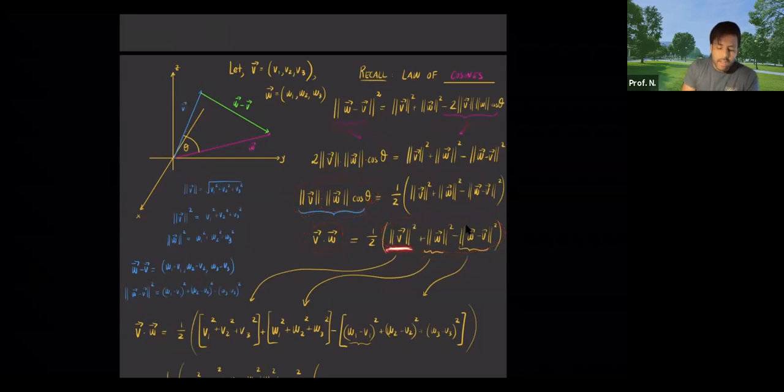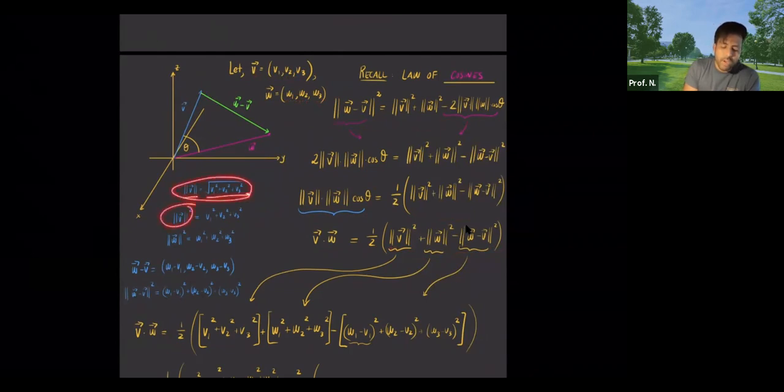And now this here, I'm able to write it as a sum of the squares of the components of V. Remember, V was defined as V1, V2, V3, that vector. And W is defined as W1, W2, W3. So the norm of V squared, the norm of V is this expression here.